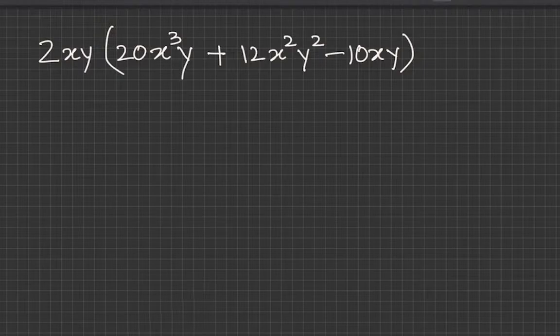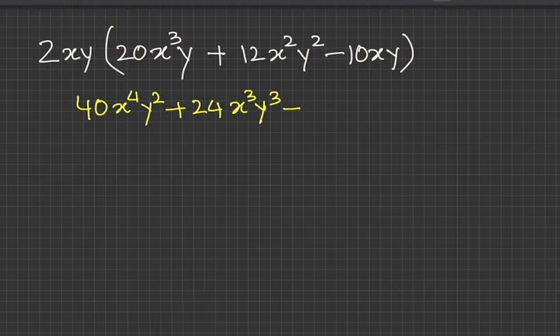So I have here 2 times 20 is 40x to the power 4, y to the power 2, plus 24x to the power 3, y to the power 3, minus 20x to the power 2, y to the power 2. This is your answer. Okay. Let's go to the last one.